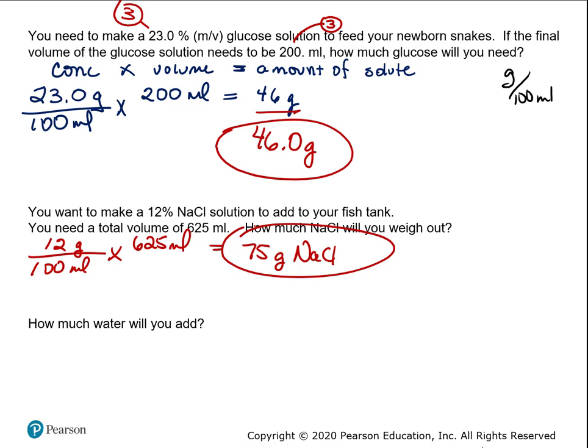You have to be able to put this in a container so you can measure the total volume of 625 milliliters, including the sodium chloride and the water together. Does that make sense to everybody?